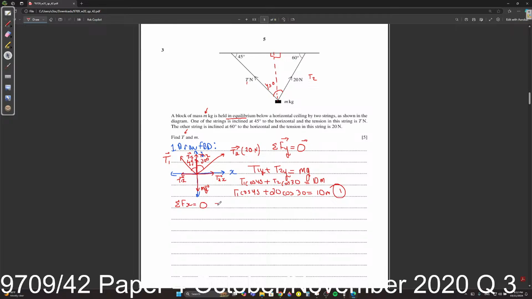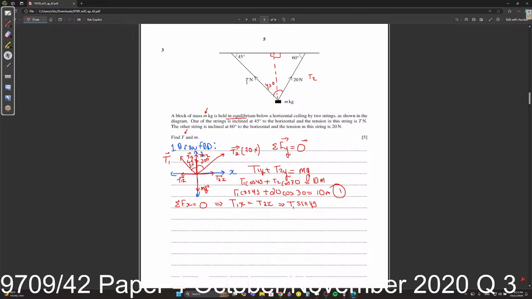Second thing, sigma Fx is equal to what? 0. What are my horizontal forces? T1x and T2x. That's it. So since they're equal to 0, it means what's on the left is equal to what's on the right. Always. T1x is equal to T2x. What's T1x? T1 sine of the angle here, 45. Why am I using sine? Because the angle's with the vertical.